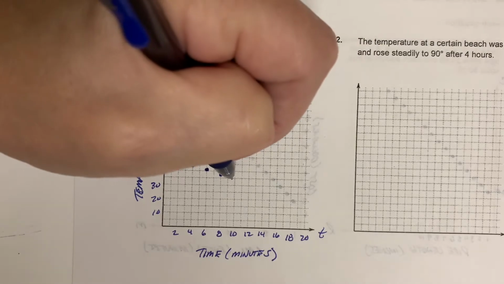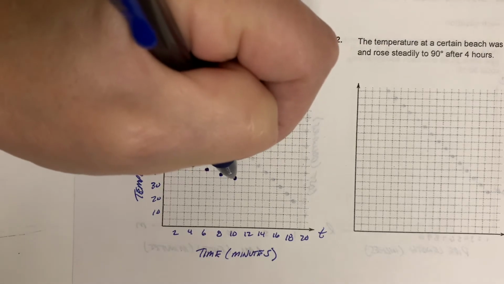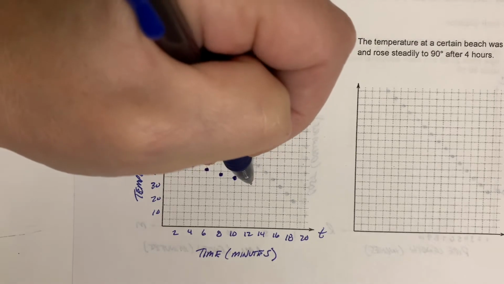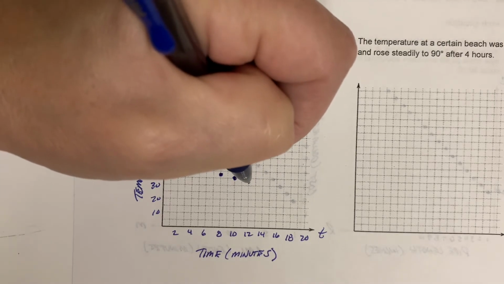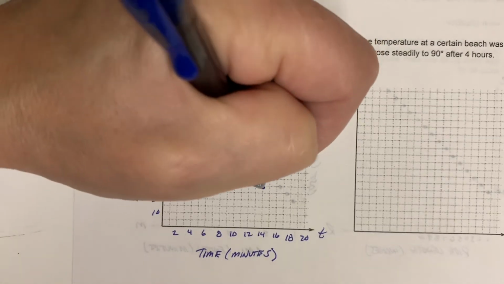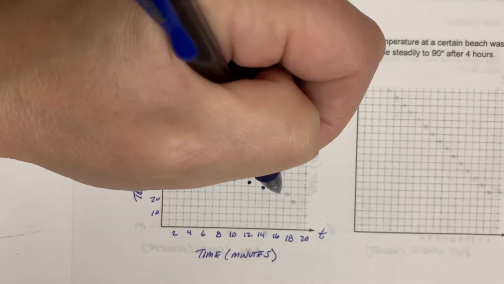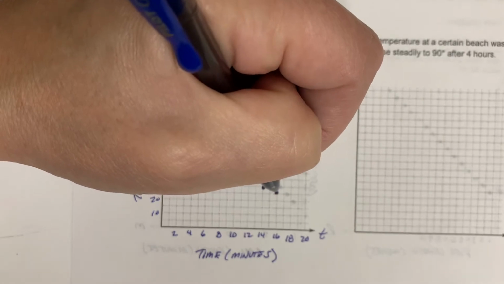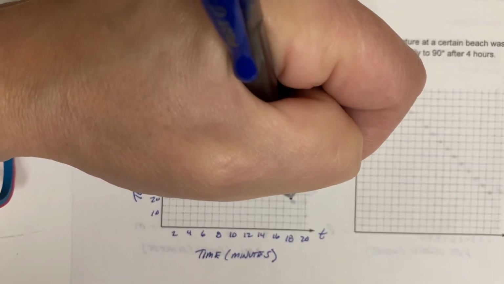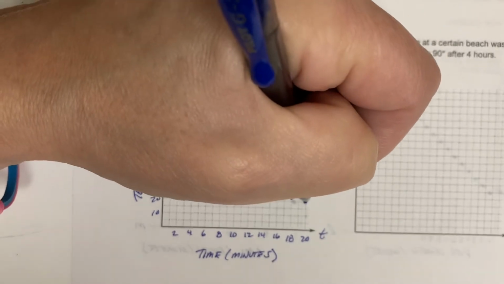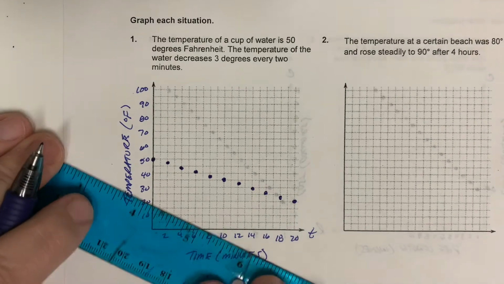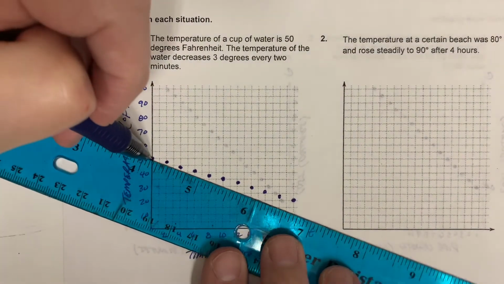35. That's exactly right there. Let's see, 35, 32, 29, 26, 23, and 20.